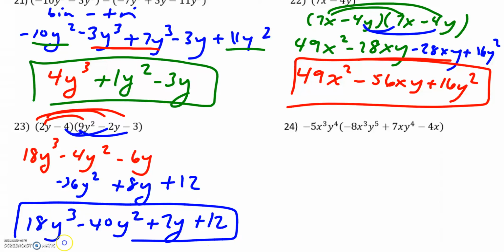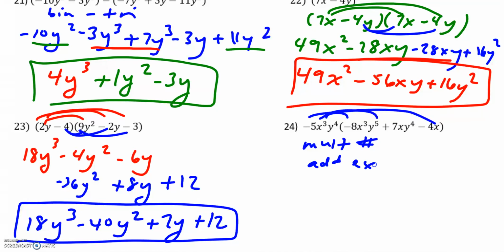None of these terms left are like, so that's my answer in standard form. Number 24, I'm taking a monomial and multiplying it times a trinomial. So again, I'm using the distributive property to all three. Multiply the numbers, add the exponents. So I'm going to write that note again. Multiply the numbers, add the exponents.